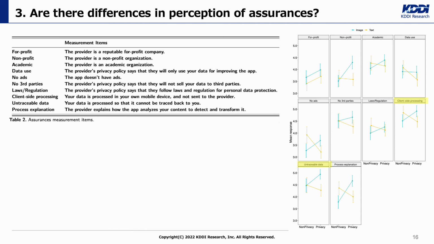Finally, the results show no significant main effect of the type of tool or data on the perception of different assurances related to the type of provider, ads, institutional assurances, and how the data was processed. In general, assurances related to data processing, that is, that the data would be processed client-side and that the user data cannot be traced back to the participant, were the ones that participants thought would reduce their privacy concerns more.